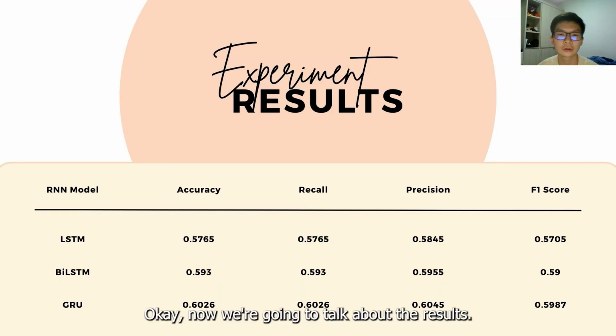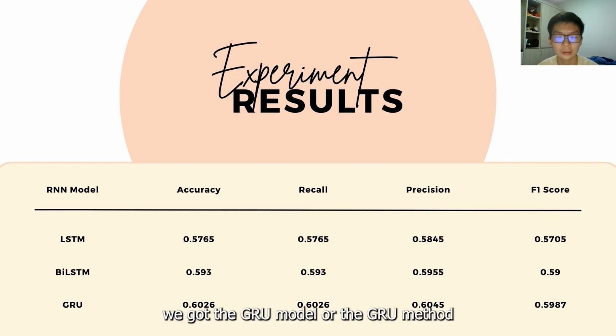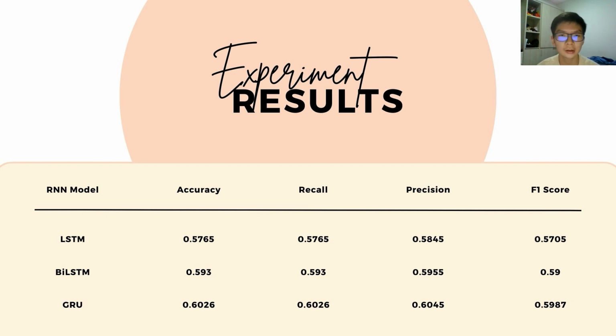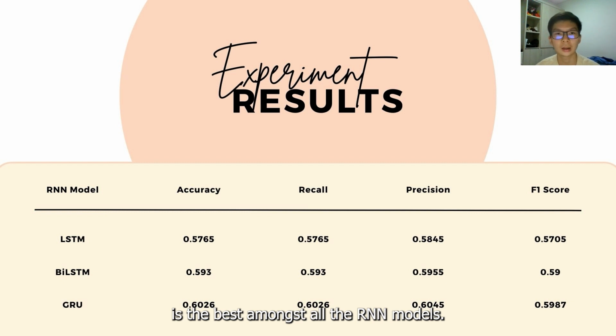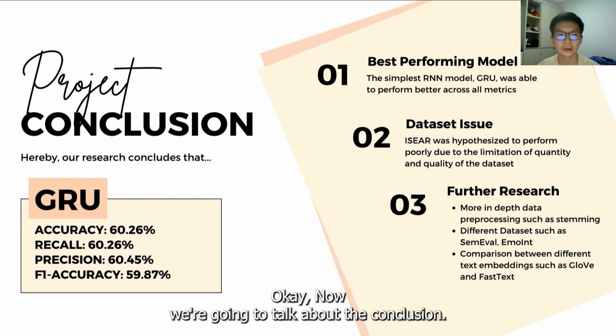Okay, now we're going to talk about the results. From our research, we got this table, and as you can see in this table, the GRU model, or the GRU method, is the best among all the RNN models. From the GRU, we got 60.26% accuracy, 60.26% recall, 60.45% precision, and 59.87% F1 score.